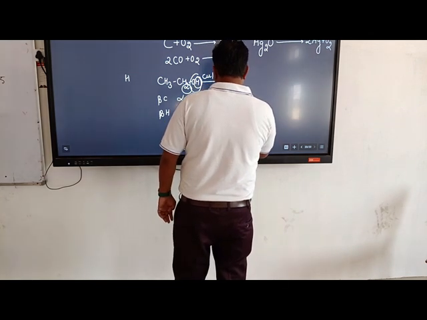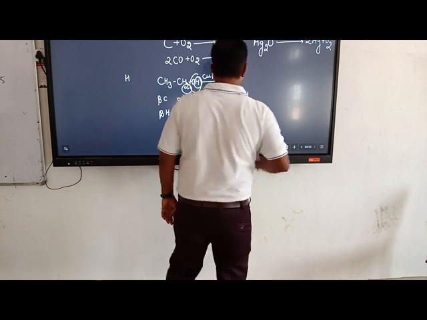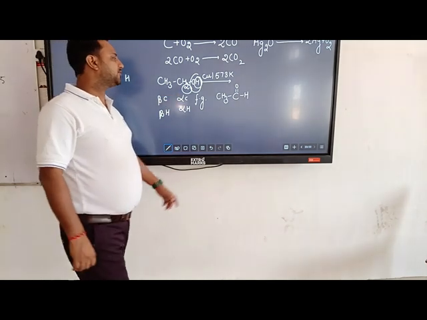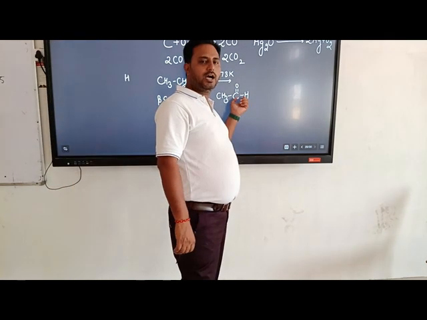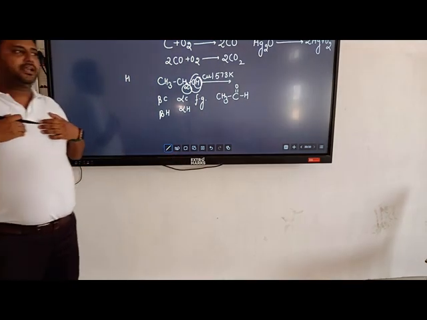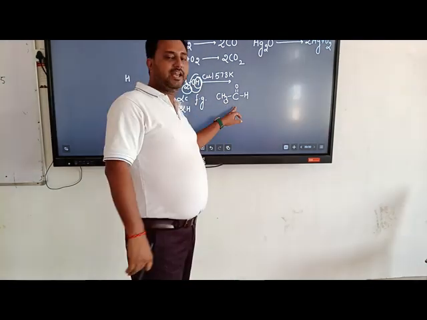So there is formation of CH3, C double bond O, single bond OH takes place. So it is the alcohol, and after the removal of H2 it has converted into the aldehyde. This is the concept: whenever a primary alcohol undergoes oxidation, it forms an aldehyde.